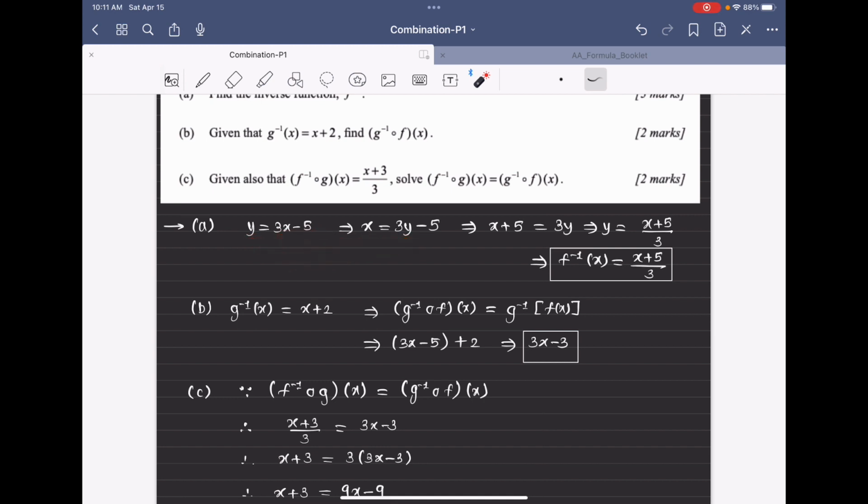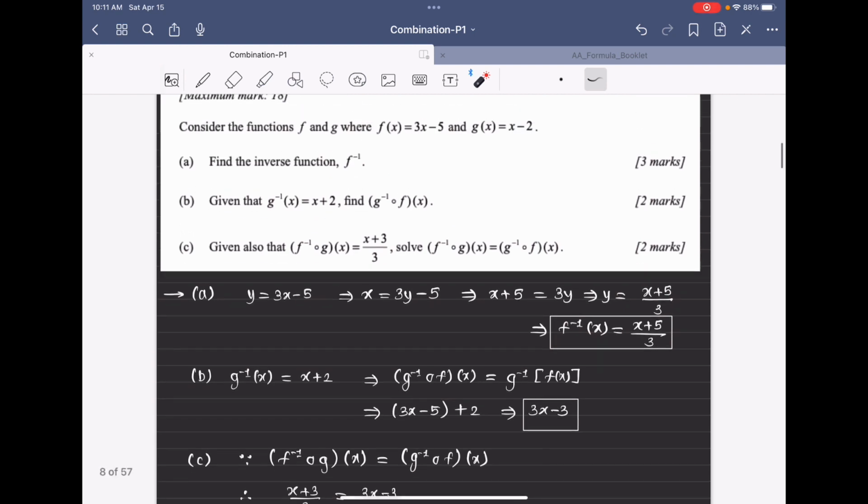When you replace in the beginning, you have to make y the subject of the formula, or you have to isolate the new y. So I'm taking minus 5 to the other side, it becomes x plus 5 is equal to 3y. So dividing both sides by 3, 3y upon 3 becomes y, and x plus 5 upon 3 becomes x plus 5 upon 3. Once you have y in isolation, write down f inverse of x is x plus 5 upon 3.